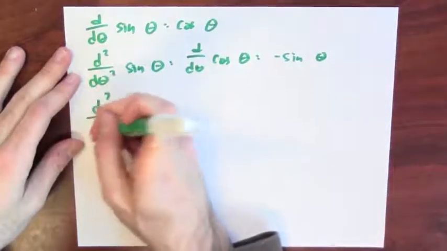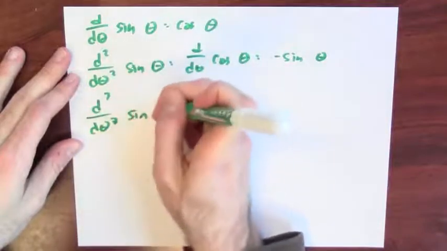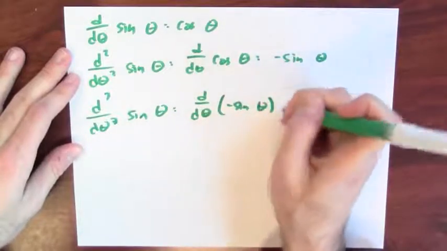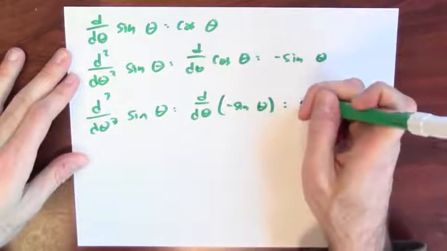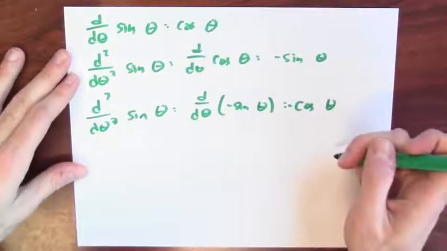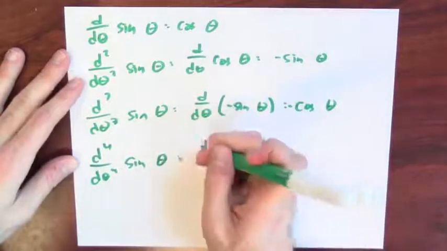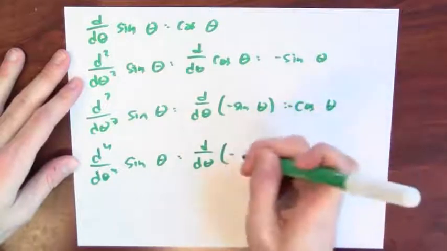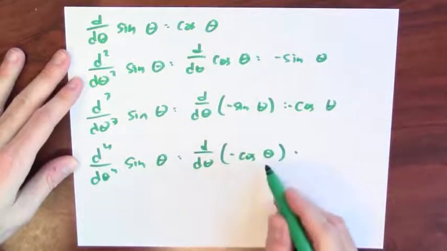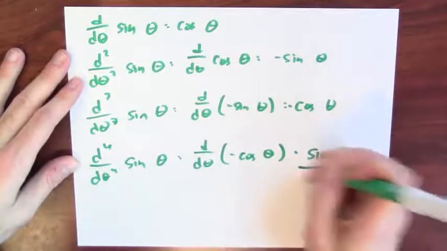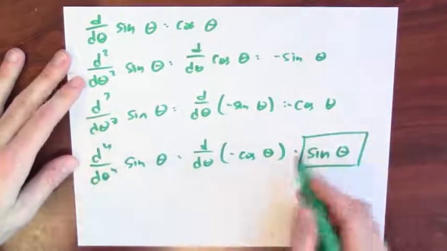And the third derivative of sine is the derivative of the second derivative, and the derivative of minus sine is minus cosine. And the fourth derivative of sine, well, that's the derivative of the third derivative, which is minus cosine, and the derivative of cosine is minus sine, so the derivative of minus cosine is sine. So the fourth derivative of sine is sine. So that's kind of interesting. If you differentiate sine 4 times, you get back to itself.